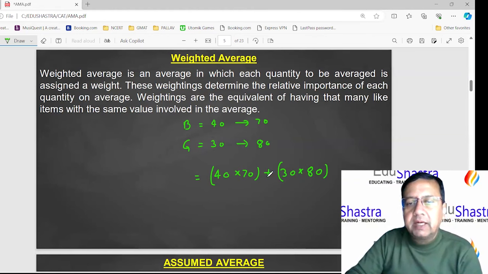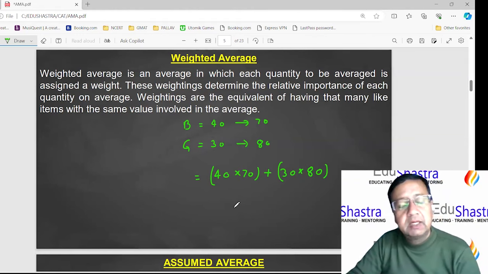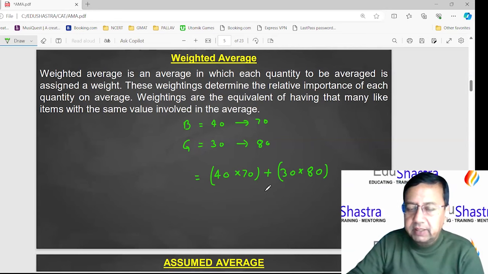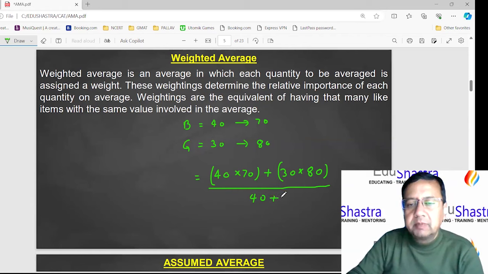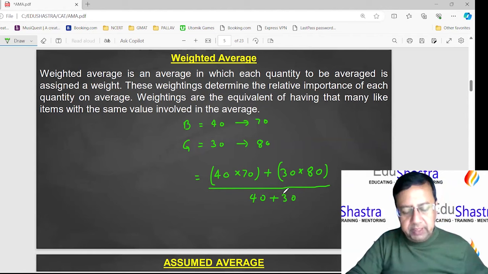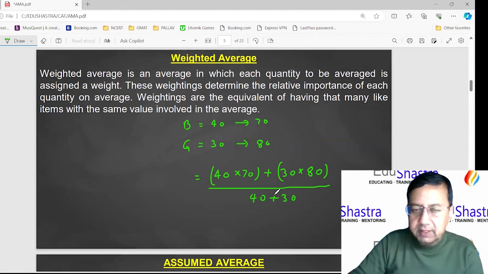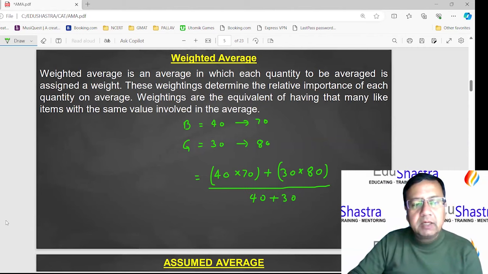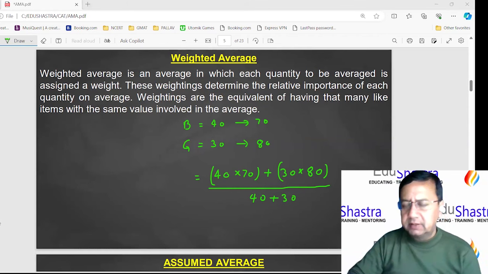And if I add these two summations, I'll get the total marks for the entire class. So this is the summation, right? And this is divided by what? 40, which is the number of boys, plus 30, the number of girls, right? So adding these two figures, we are having the total number of persons in the class. And when we calculate this, we will be getting the average marks for the class. And this is a weighted average and a very simple thing, right?